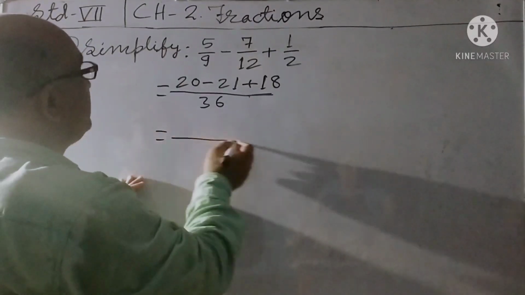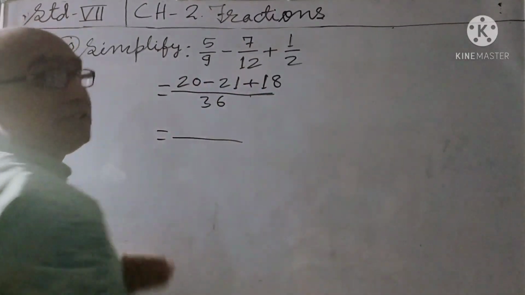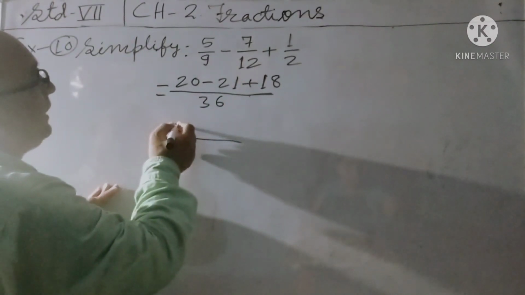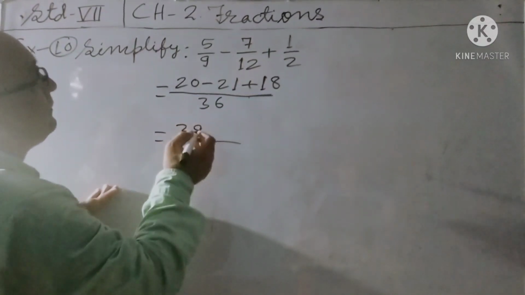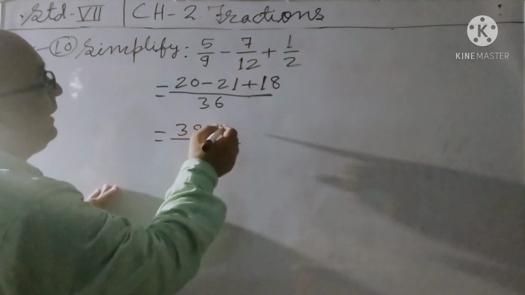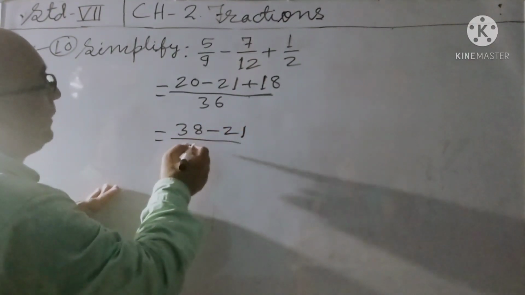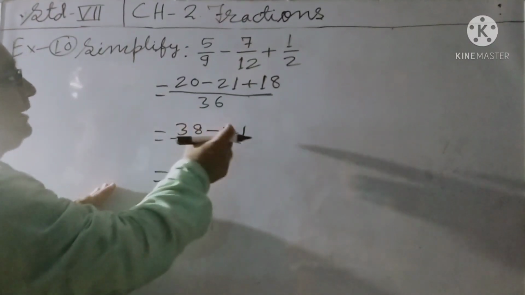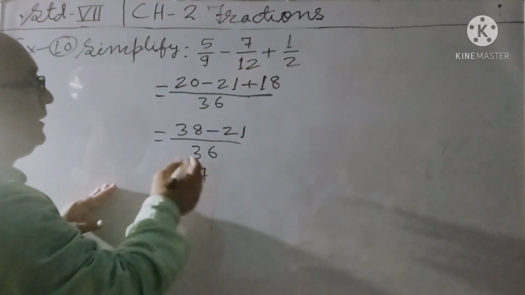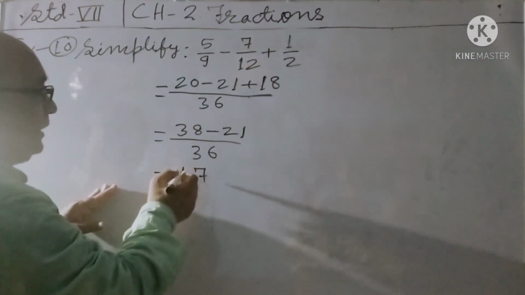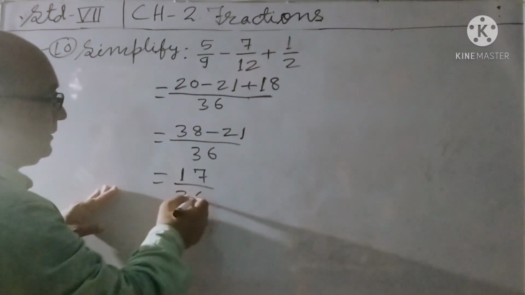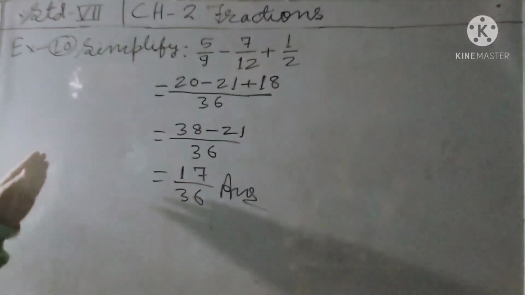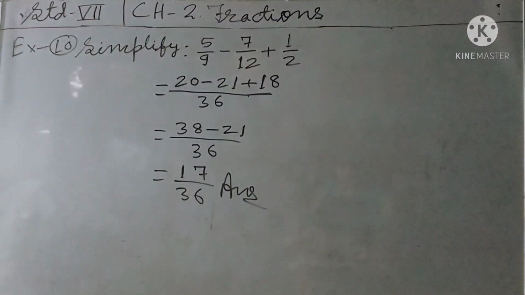Next step, 20 and 18 are added. So 20 plus 18, 38, minus 21 by 36. Now subtract that: 8 minus 1, 7, and 3 minus 2, 1. 17 by 36 is the answer of this question. Students, understand and write it.